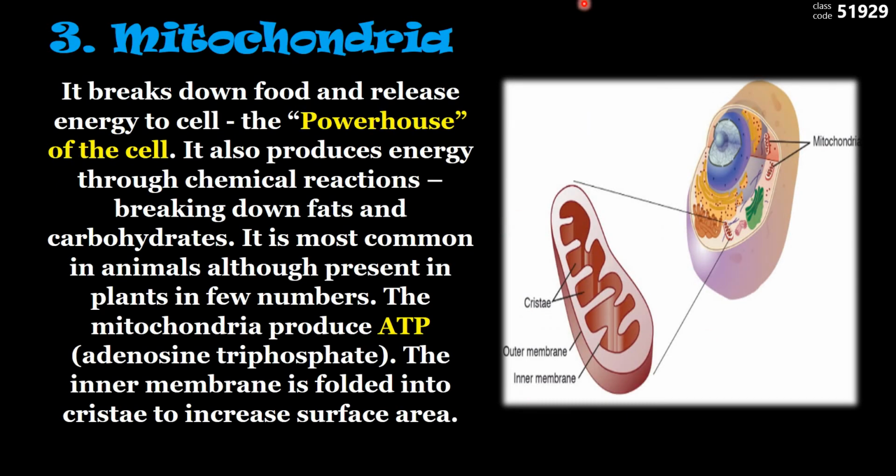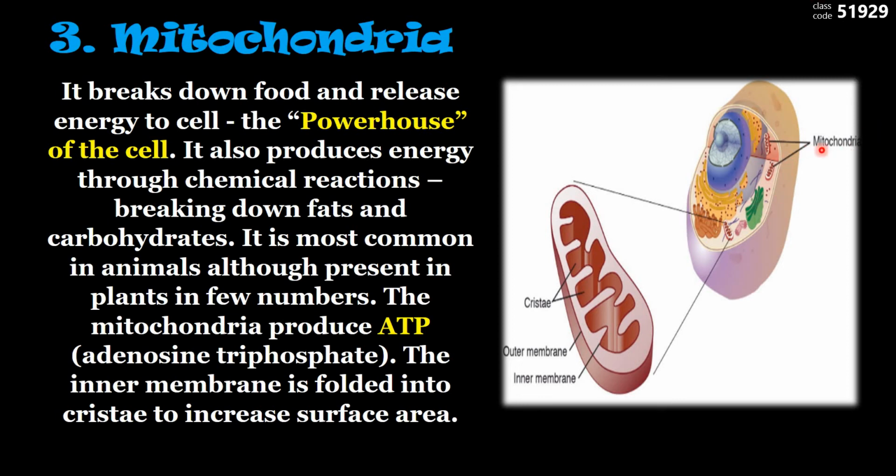Next is mitochondria. Mitochondria breaks down food and releases energy to the cell, the powerhouse of the cell. It also produces energy through chemical reactions, breaking down fats and carbohydrates. It is most common in animals, although present in plants in few numbers. The mitochondria produce ATP, the so-called adenosine triphosphate. The inner membrane is folded into cristae to increase surface area.